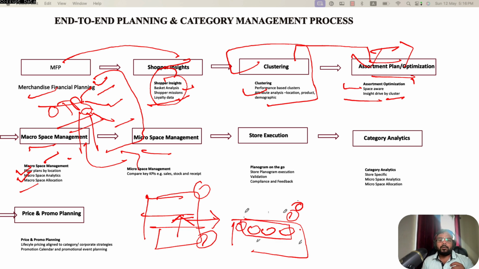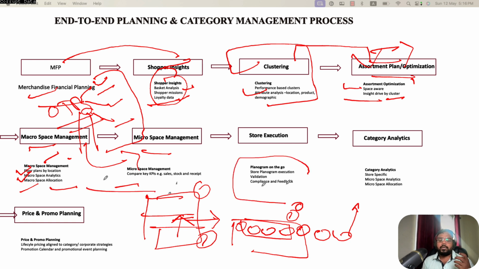For example, if I have 20 types of water in a convenience store, at a depth of 10, it doesn't make sense. As a customer entering a convenience store, I just want to pick up water. I'm not very choosy about the different types of water and brands. So all this planning comes across in my macro and micro space planning.